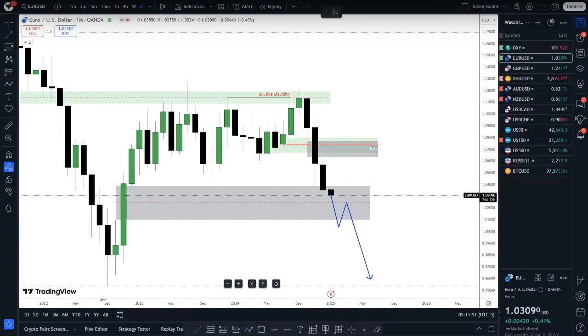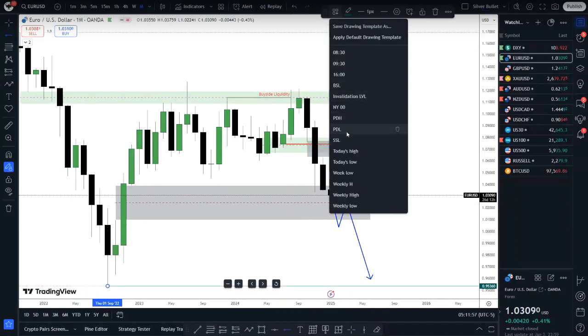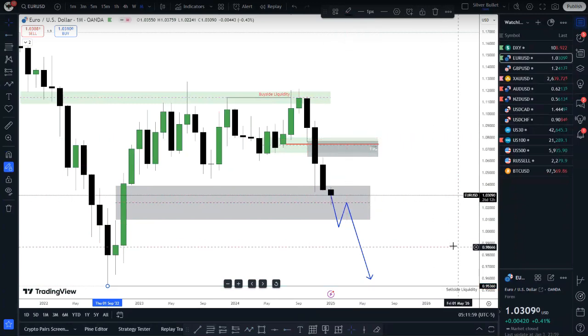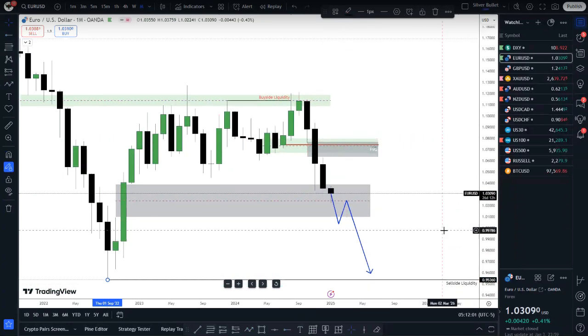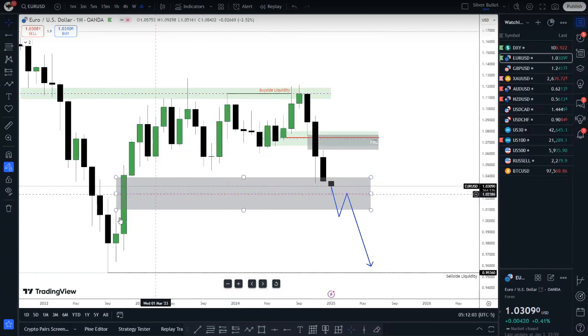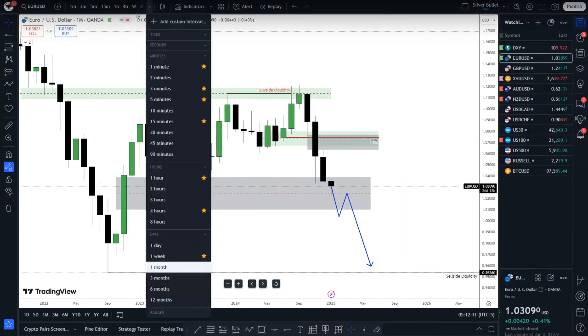Where to? Down to this low here. This is going to be what? Our draw on liquidity for this year. Sell side liquidity here is going to be 995.36. Can EURUSD push below this low? This is going to be what? The 2022 low. Can we push to these levels? Possible. So let's go down to the weekly chart.